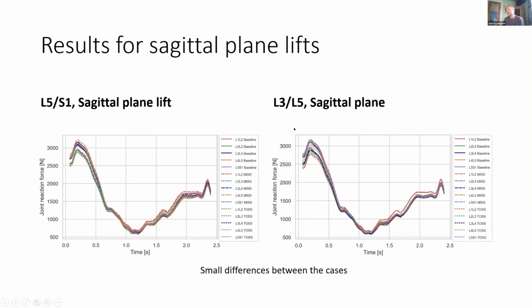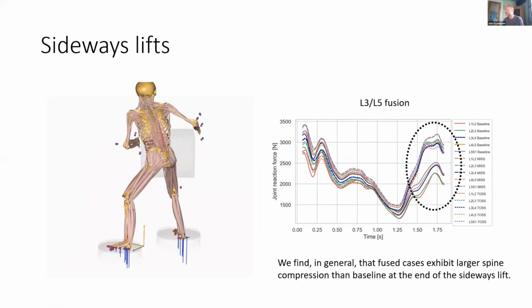The same goes if we look at a different case of L3-L5, and actually all of the other cases as well. Like I said before, there's an enormous amount of data, so I'm really picking out typical cases here. You can see in these sagittal plane lifts, it doesn't seem like there is a lot of difference between the loading on the vertebrae in the baseline case and in the cases of the surgery, and also not between the two different types of surgery. It's a little bit different when we look at the sideways lift.